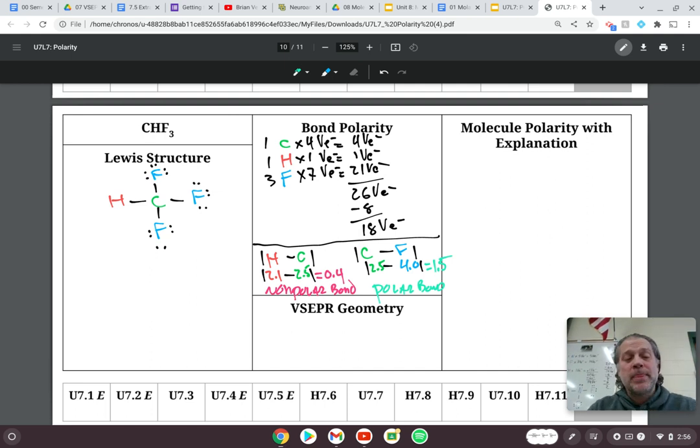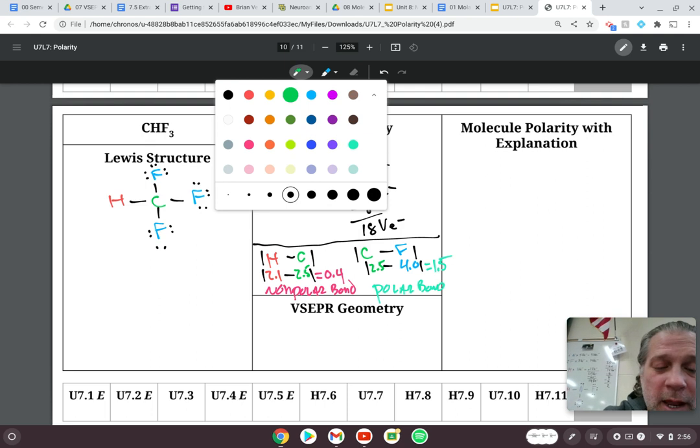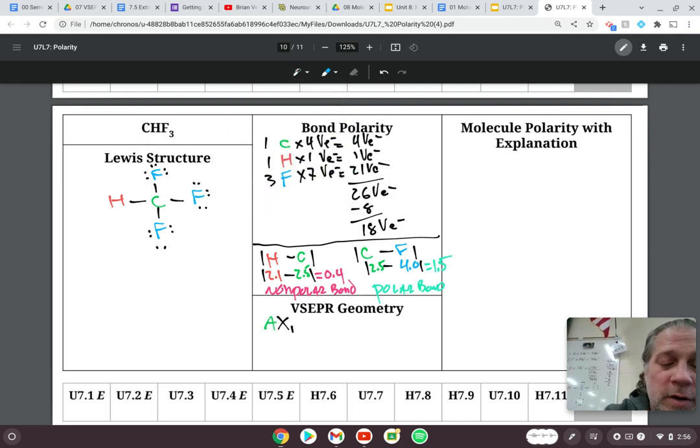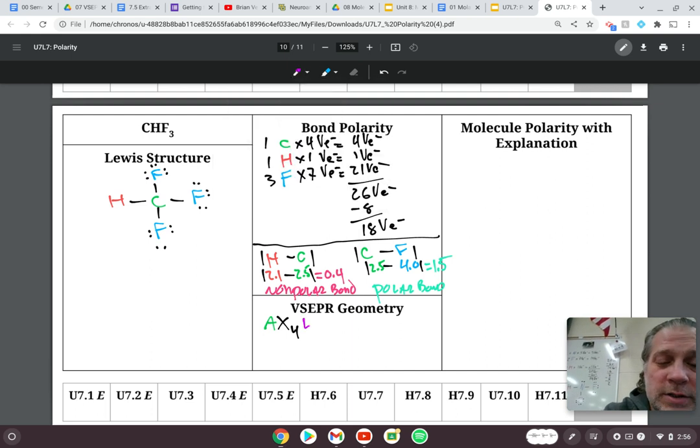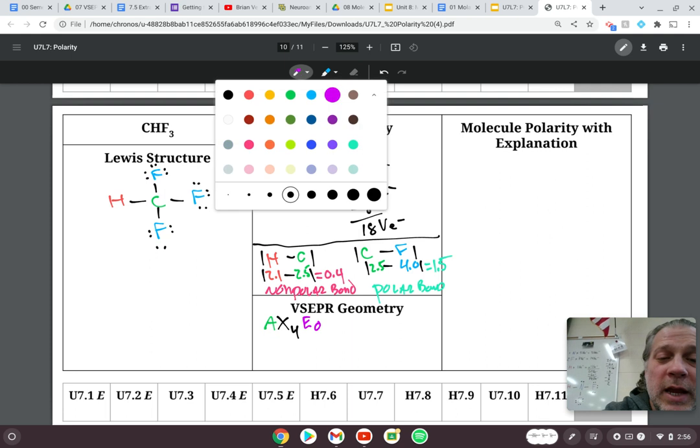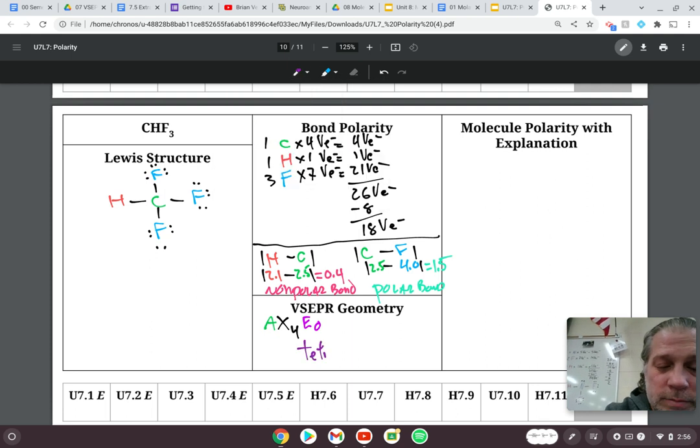The shape here, there's one central atom, so that's my A. There are 4 atoms bonded to it, even if they're different. So it's AX4. And then I have an E0, making this a tetrahedral molecule.